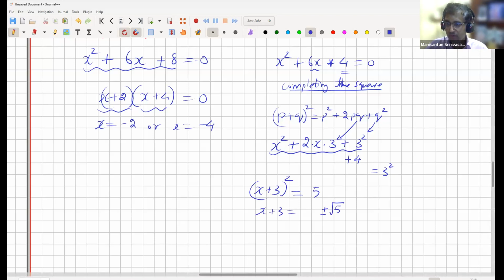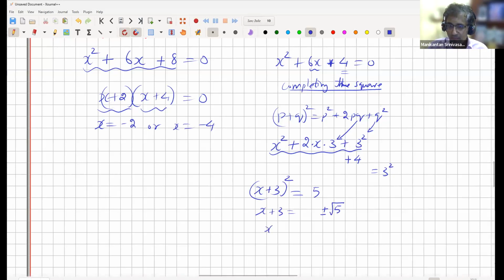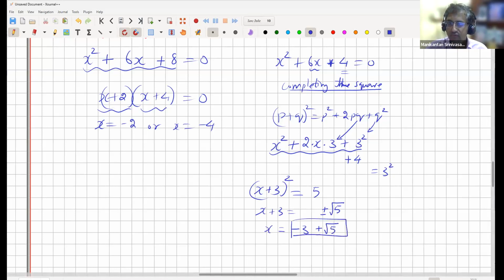Note that it is plus or minus root 5, Ananya, right? Not just root 5, because root 5 is only the positive root. I'll have to explicitly put plus or minus outside. And therefore x is minus 3 plus or minus root 5, right? That's exactly what you'll get by using the quadratic formula and solving.